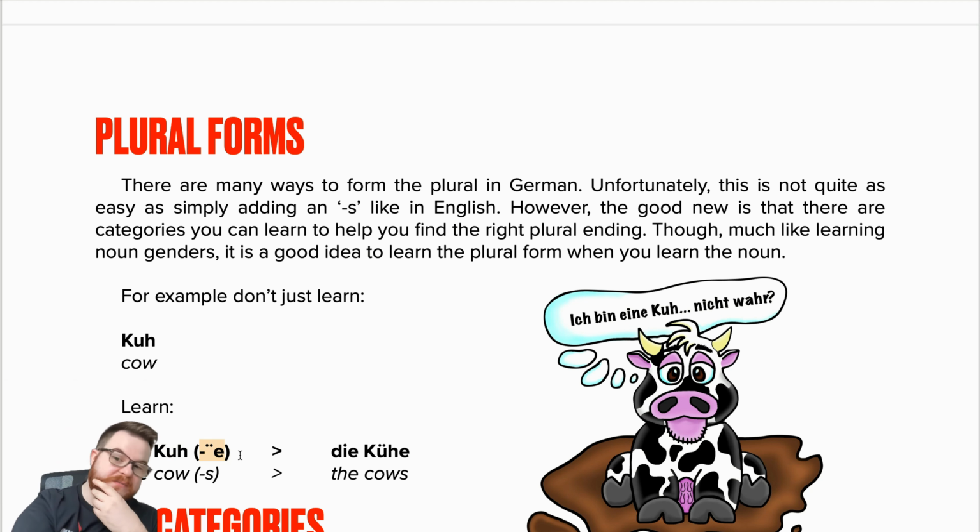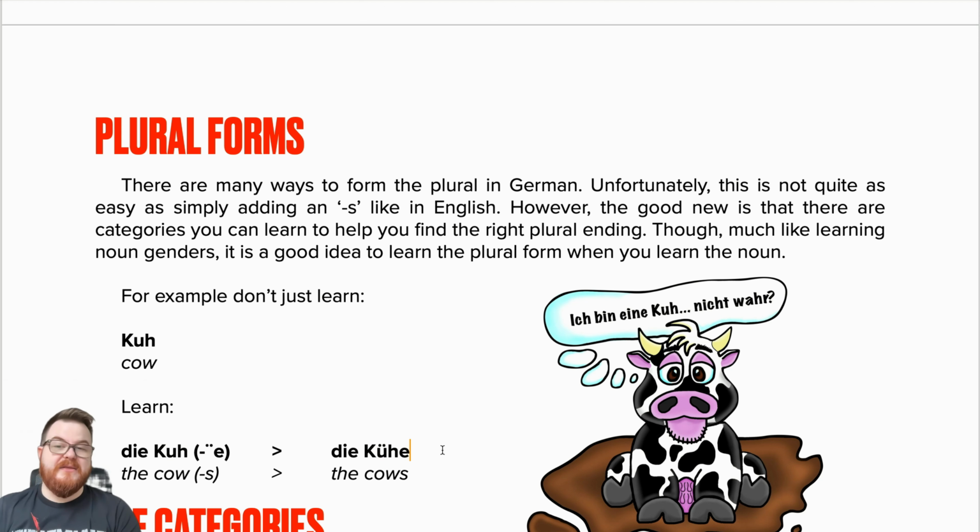Something like this tells us how to make the noun plural. In this case, it shows an umlaut and an E. So we have to put an umlaut on the vowel and put an E on the end. So die Kuh becomes die Kühe. If you can learn the singular and the plural at the same time when you're learning new vocabulary, you will save yourself a massive headache later. But I'm aware that that's not so simple and it's time consuming, but do your best. It really will save you a massive migraine later.